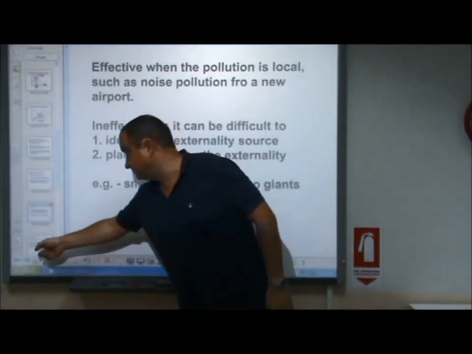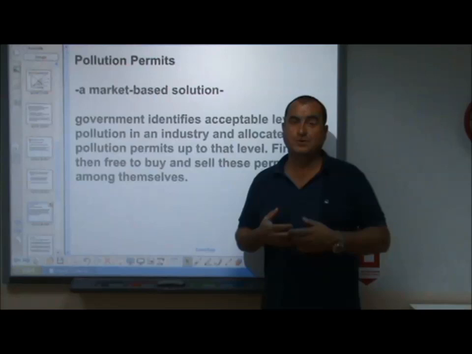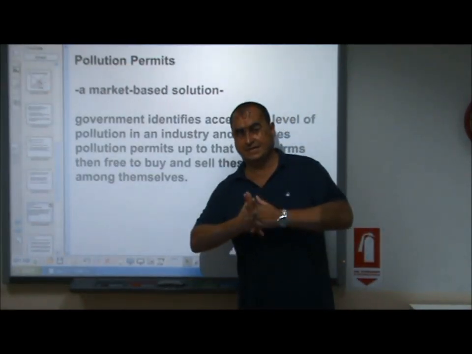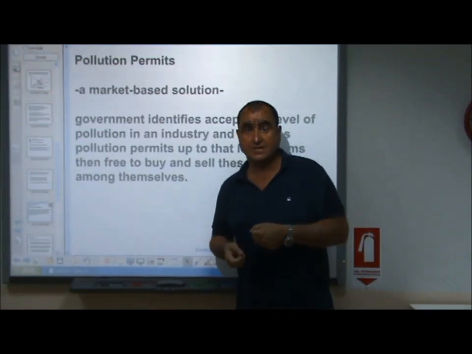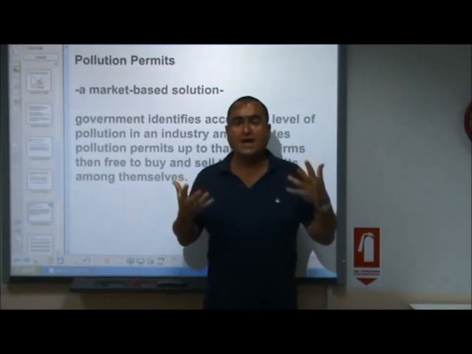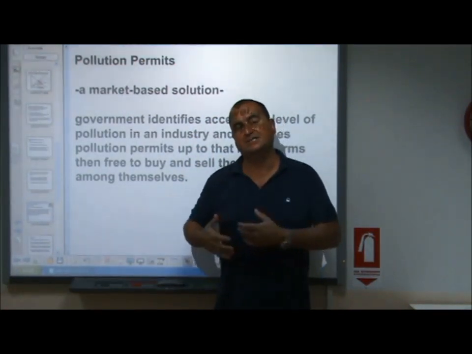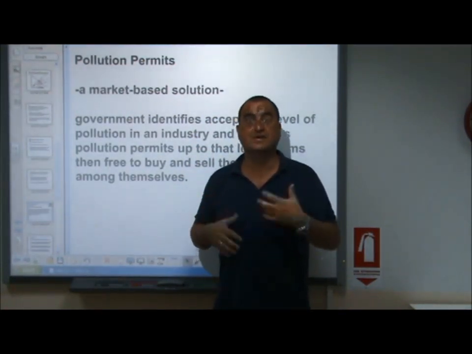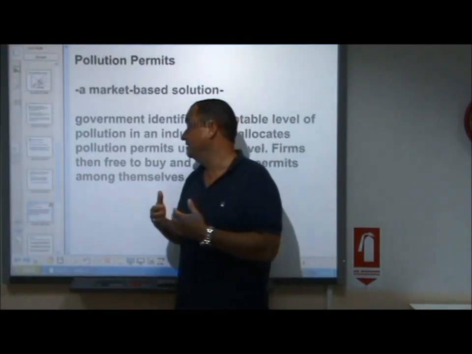Okay, let's move on to pollution permits. Pollution permits is the final way of correcting negative externalities that we're going to look at. It's widely used, and it's a market-based solution. Once again, it's up to the buyers and the sellers to decide whether they continue or don't continue. Here's how the system works.